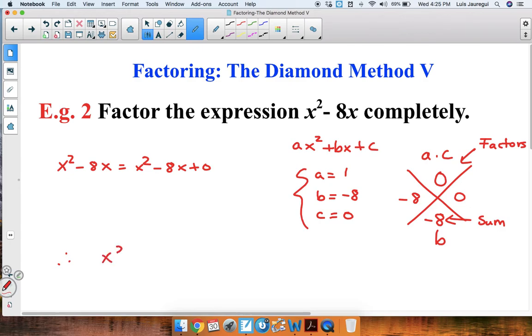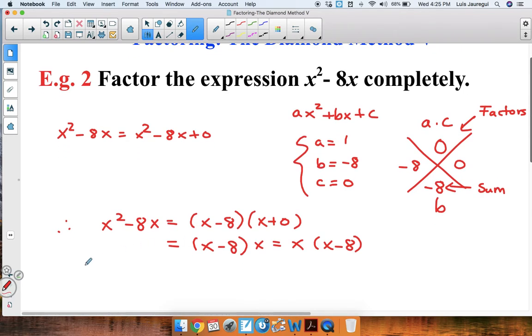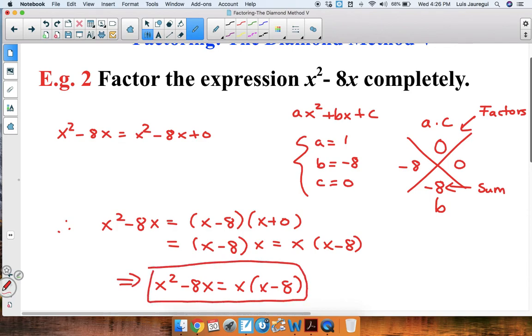Therefore, x squared minus 8x is equal to x minus 8 times x plus 0, which is x times x minus 8. It's a tradition to bring the x to the front, so you can say that this is equal to x times x minus 8. So in general, by using the transitive property, we can deduce that x squared minus 8x is equal to x times x minus 8, just as you would obtain if you were to use the GCF method for factoring.